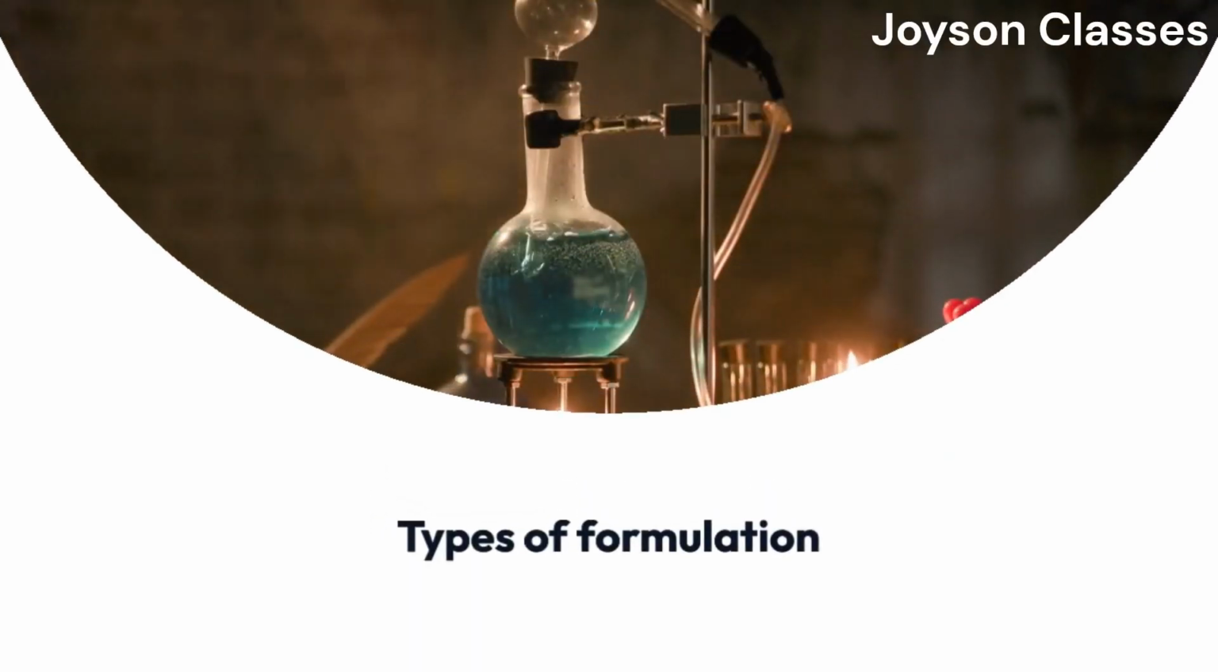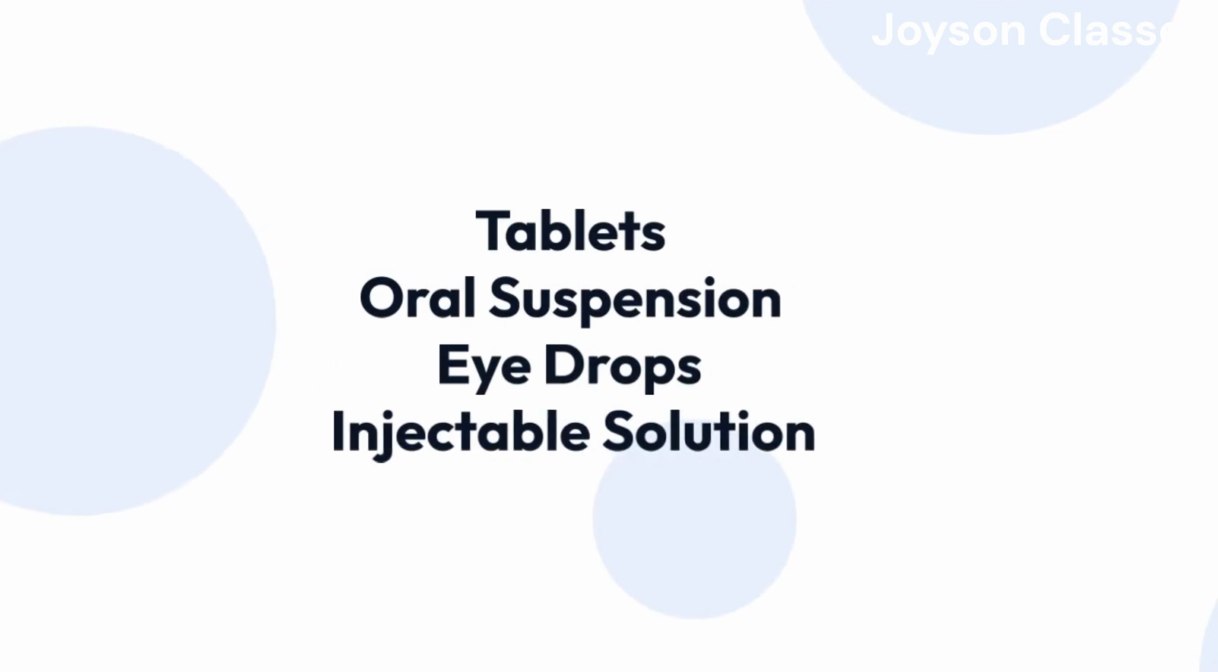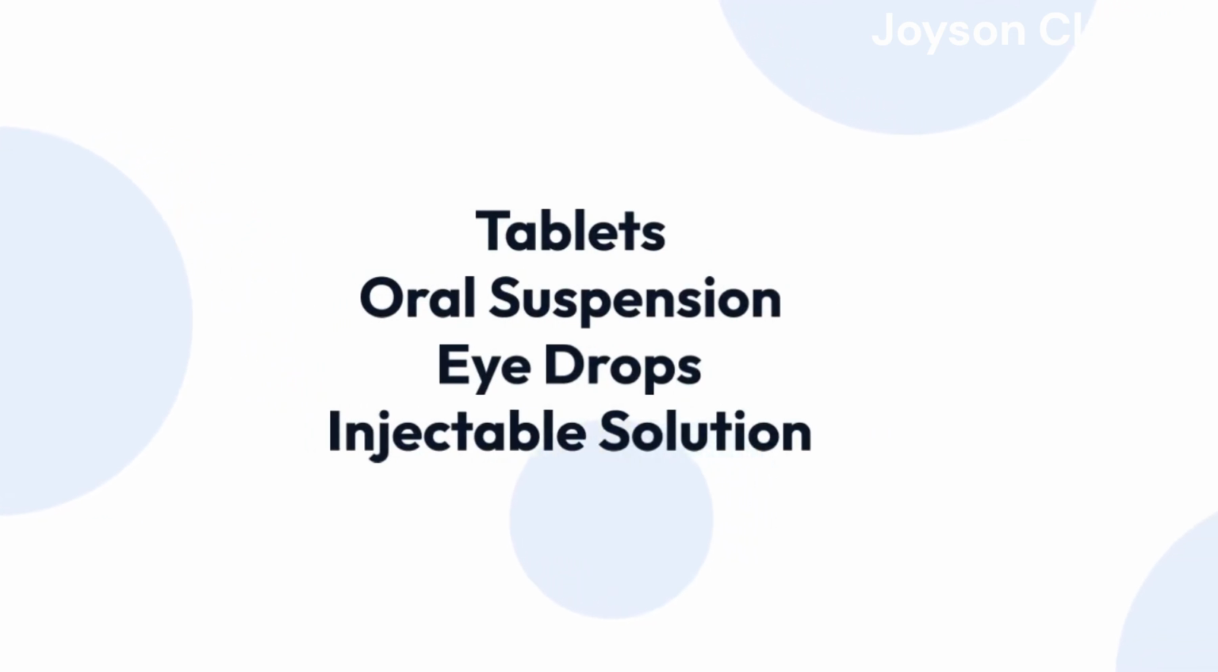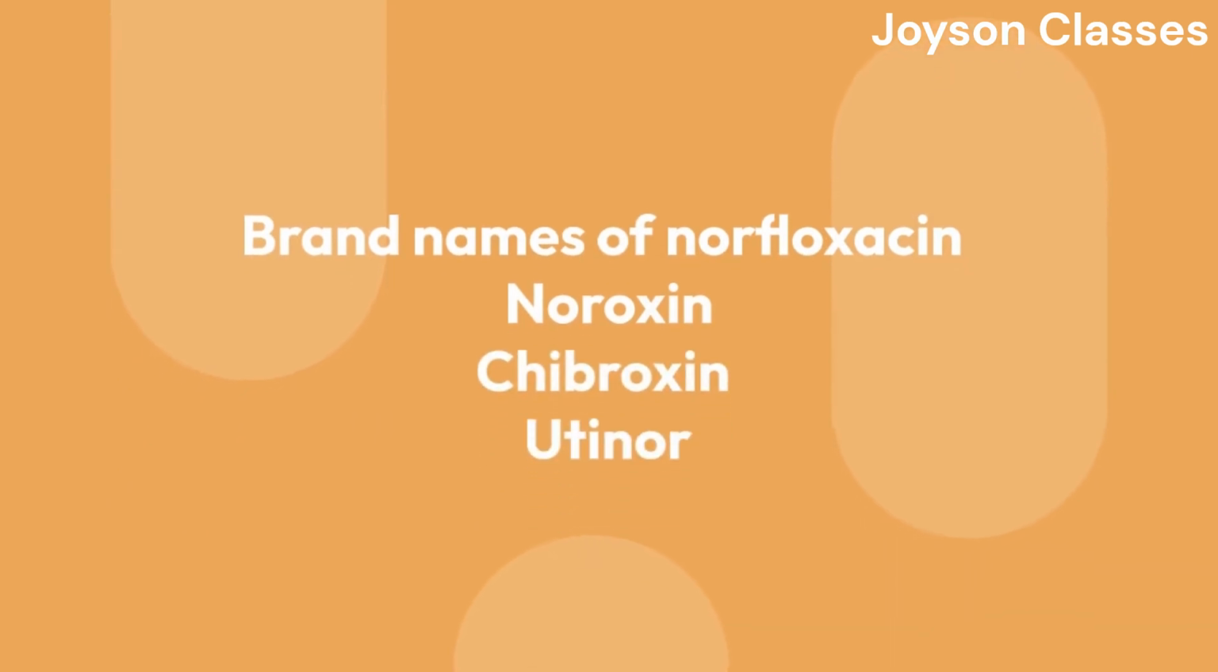Types of formulation: tablets, oral suspension, eye drops, injectable solution. Brand names of norfloxacin: Noroxin, Chibroxin, Utinor.